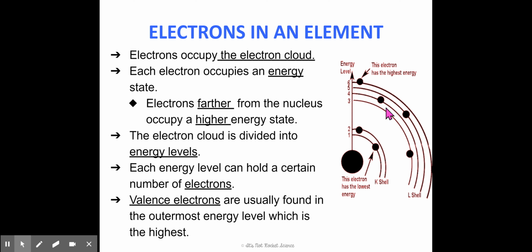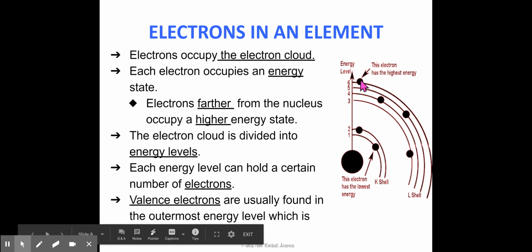Each energy level can hold a certain number of electrons. This is just a part of it, but you're going to learn more in the future. The first energy level can have a maximum of 2. The second energy level can have a maximum of 8. And the third one, a maximum of 18, and then 36, and so on. So the thing that you need to know in this slide is the first energy level can have a maximum of 2, the second a maximum of 8, and the third a maximum of 18.